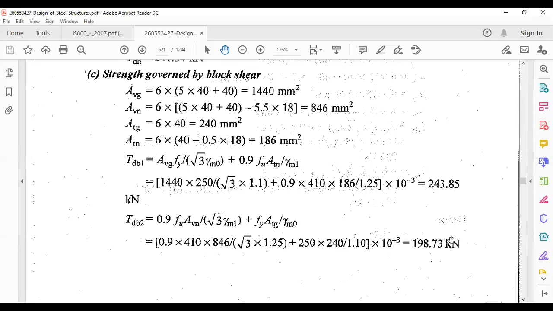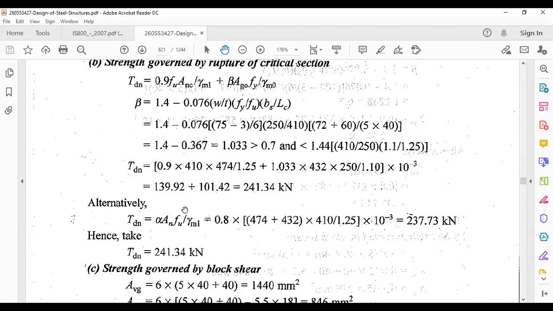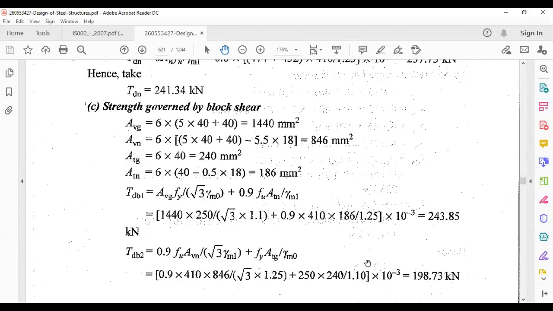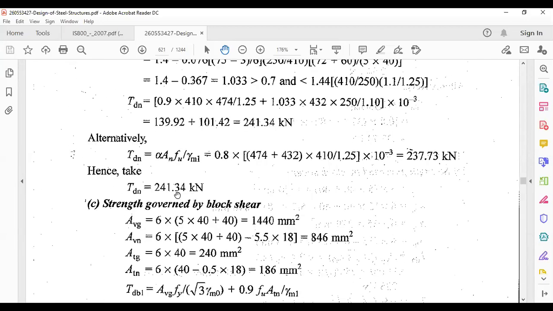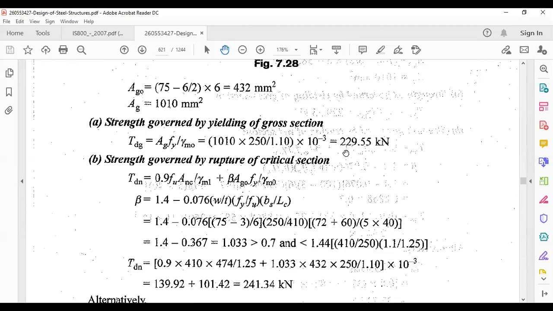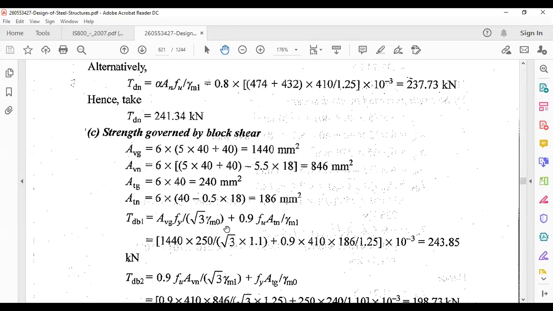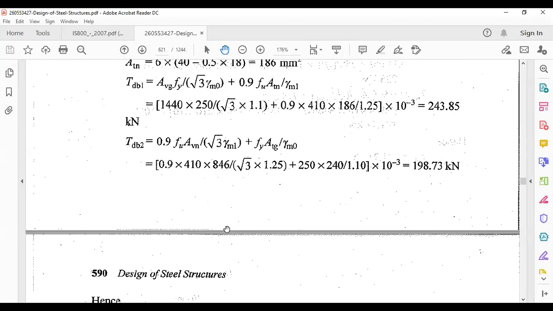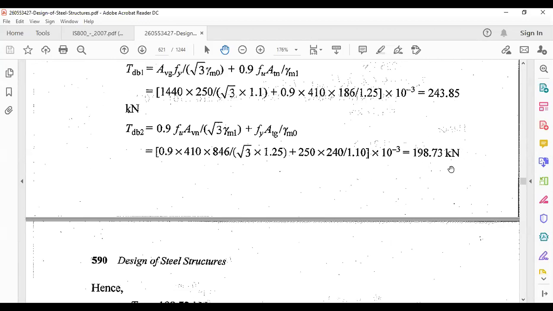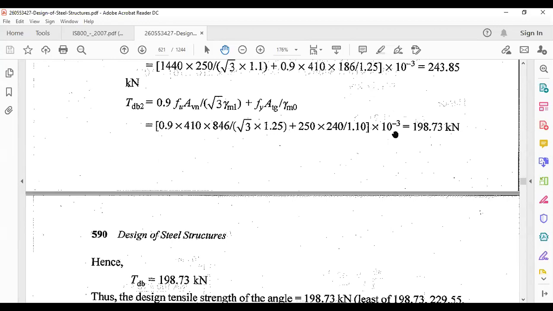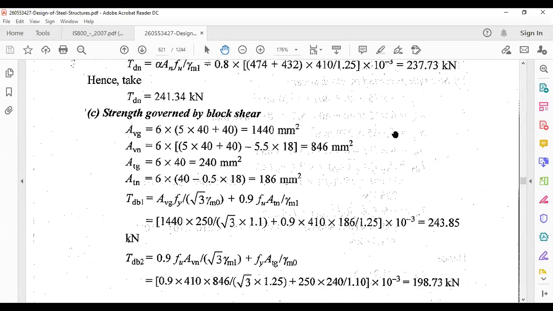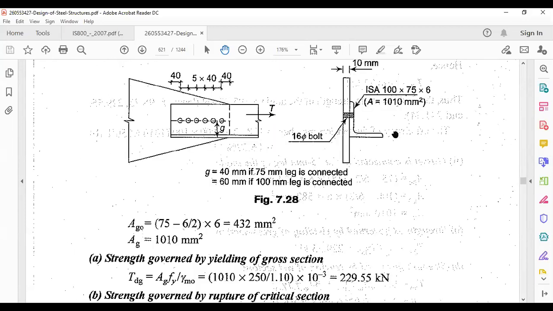So this is one, and one more strength was due to rupture here, 241. Here it is 198 due to block shear. Due to rupture, it is 241, and due to yielding 229. Out of these three, whichever is the least will be taken as the strength of the member under tension. In this case, 198.73 kilonewton will be the strength of this angle section under tension. So this is what we need to do here: dealing with the design strength of the tension member by considering these three different criteria.